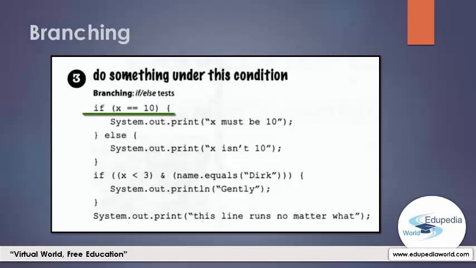If x is equal to 10. If the value of x is equal to 10, we can go inside of this if block, which contains the print statement "x must be 10". If the value of x is not equal to 10, we have to go inside of the else block, and it contains the print statement "x isn't 10". And that's how if-else statements work.